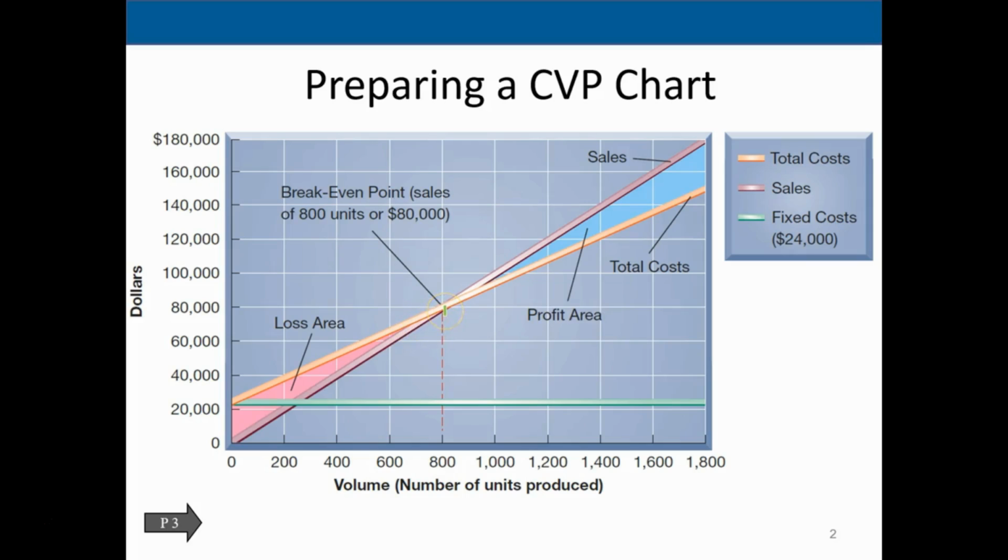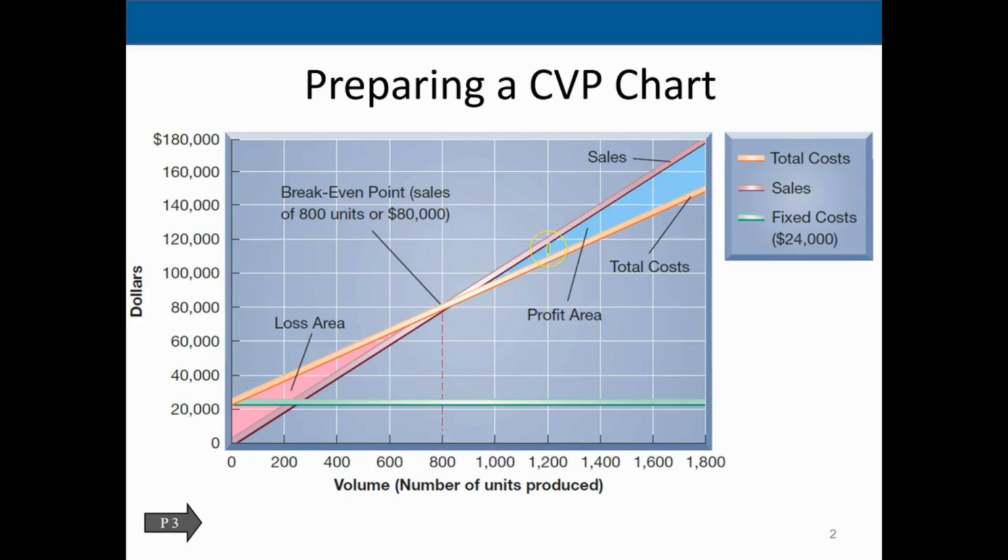Of course, that intersection looks like a key point, and it is, because that is the break-even point. That is where the sales line equals the total cost line, where we are not making a profit, we're not losing money, we are breaking even at that point. Looks like it's about 880,000 in this case.